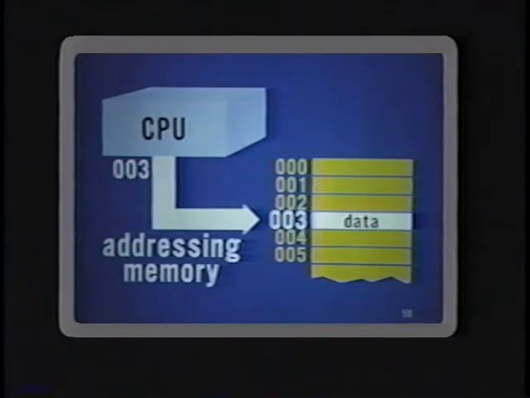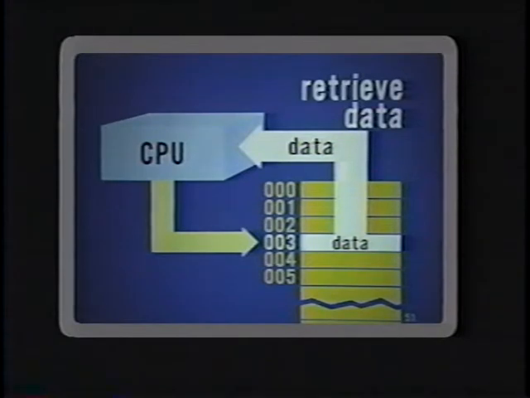To retrieve data stored in memory, the central processor again specifies the address of the memory location from which the data is to be retrieved. However, when the data is retrieved from the addressed memory location, the contents of that location, the data, are not destroyed. A copy of the retrieved data is retained in the memory location so that the same data can be used over and over again.